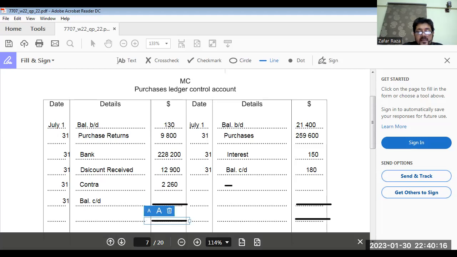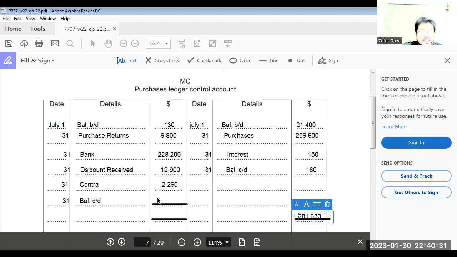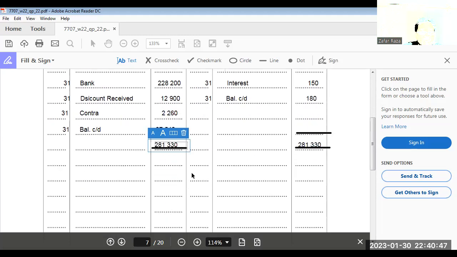See. Add all the items in the credit column, that would give you 281,330. Deduct all the items of debit and you will get CD over here, the balance, which is 27,540. And here the account is closed for 281,330.